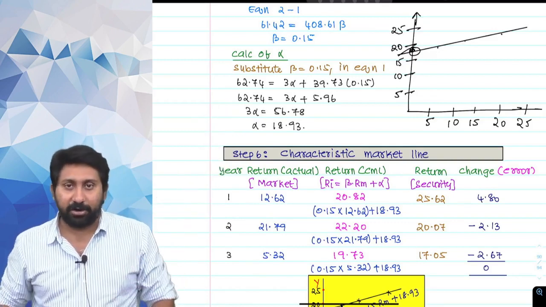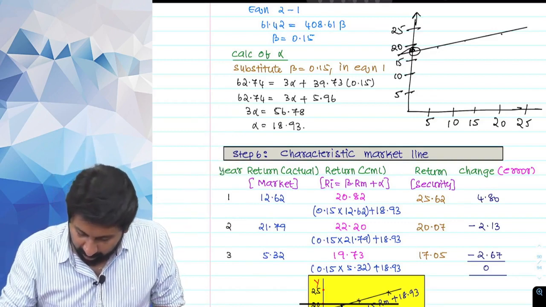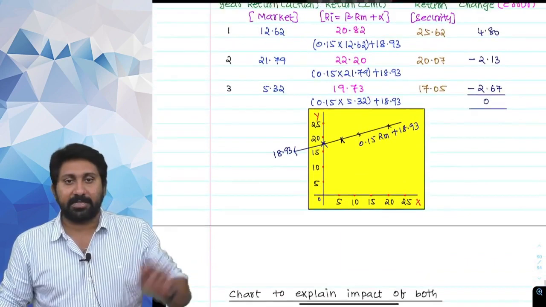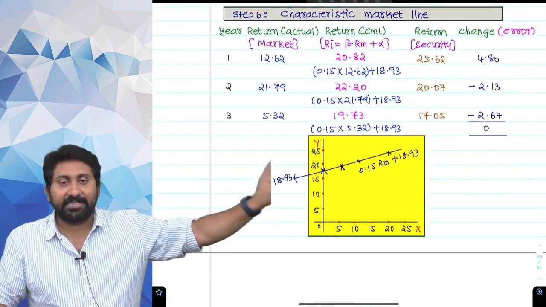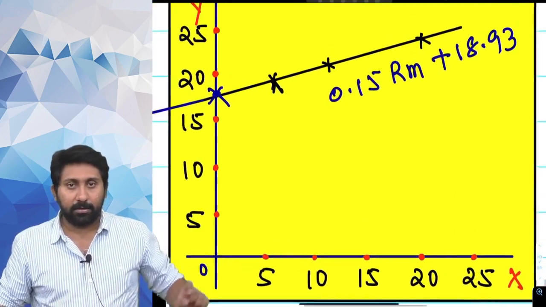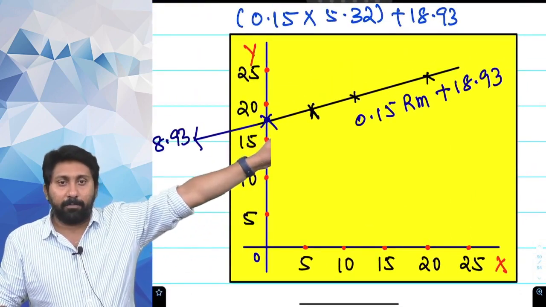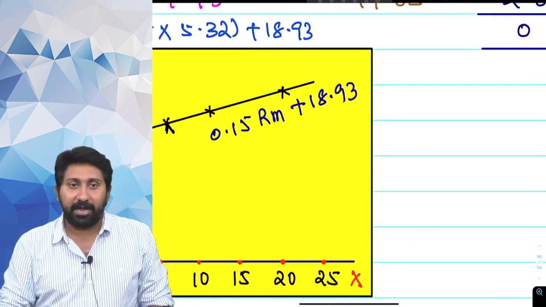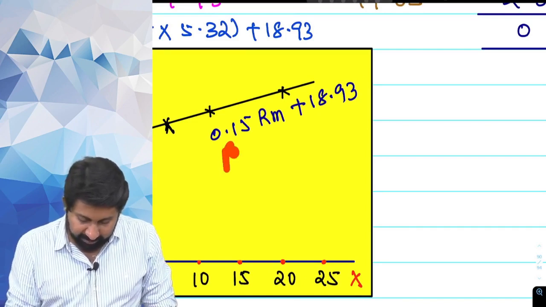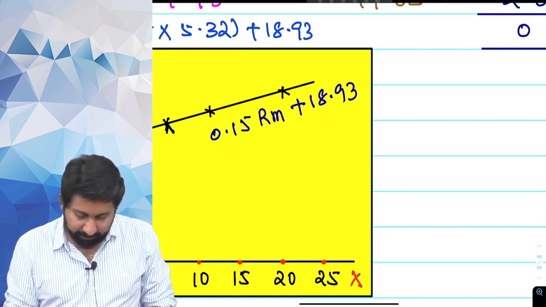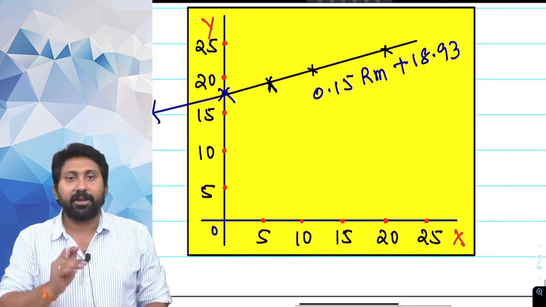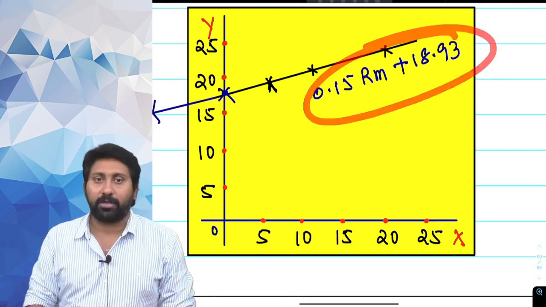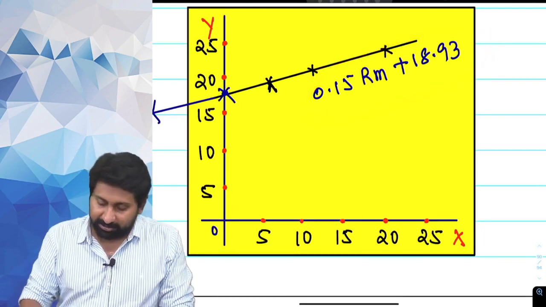So how it will happen, let us try to understand. Okay, now up to here everyone understood? Now I will integrate both of them. First, see this, plot the points. It is exactly cutting at alpha. One point is here, another point is here. This line is 0.15 RM plus 18.93. 0.15 is beta, RM plus alpha. So security return equals 0.15 RM plus 18.93. So this will give out the value of a security return. So this is what we have done here.